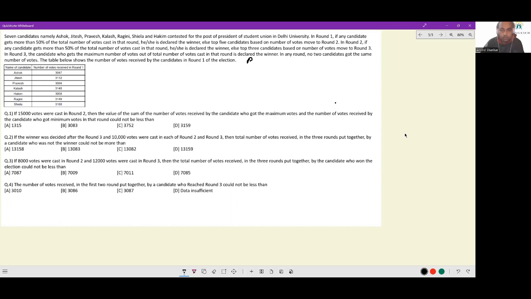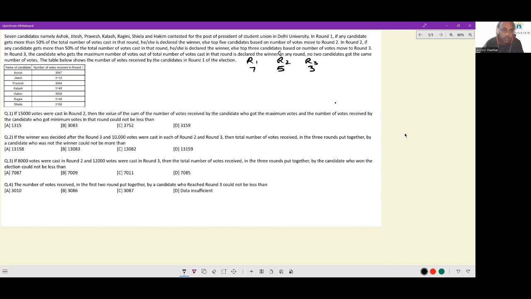First, in round 1, you have 7 people. In round 2, you have 5 people. In round 3, you have 3 people. In round 3, the candidate who gets the maximum number of votes out of the total number of votes cast in that round is declared the winner. So see, in round 1 and round 2, you have the additional condition. It has to be more than 50%. In round 3, it is simply whoever has the maximum number of votes. Even if you have 1/3 plus 1 from the total, you will be declared the winner. In any round, no two candidates got the same number of votes.